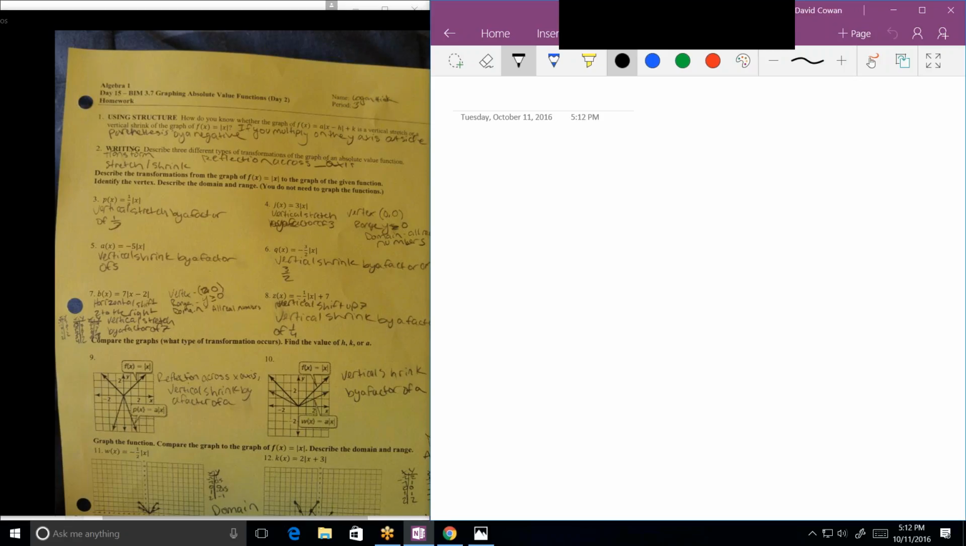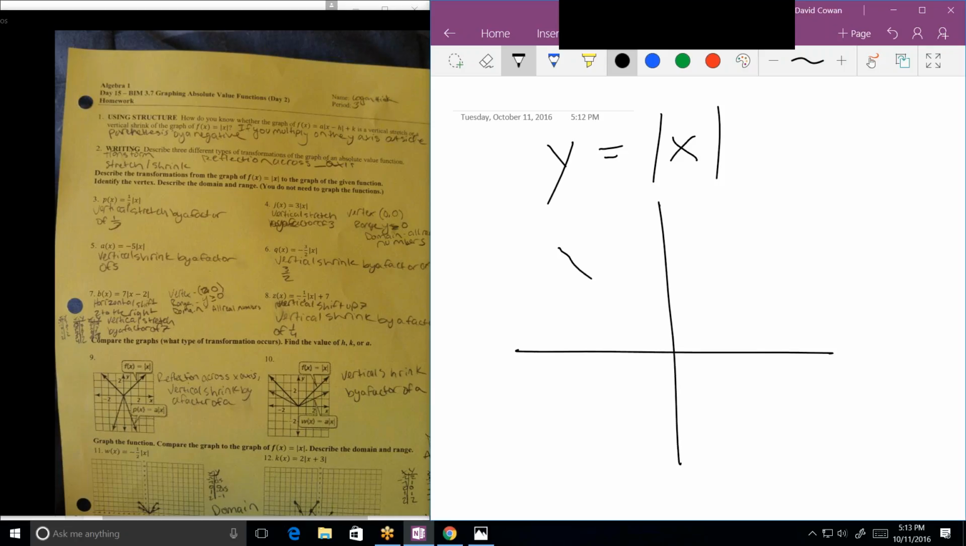Okay, describe 3 different types of transformations of the graph of an absolute value function. Well, here's the absolute value function. And that graph's like that with its vertex at the origin. Give me 3 things I could do as transformations. One at a time.